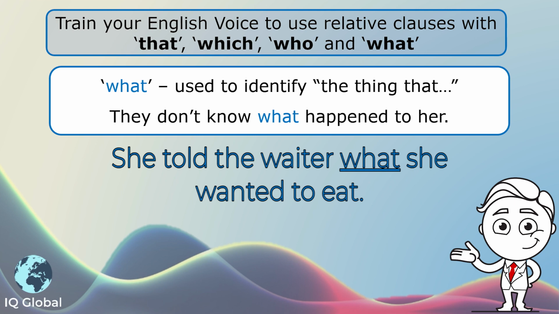She told the waiter what she wanted to eat. Here, what is identifying the thing that she told the waiter? What she wanted to eat.